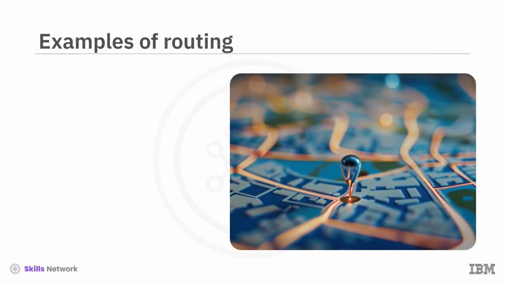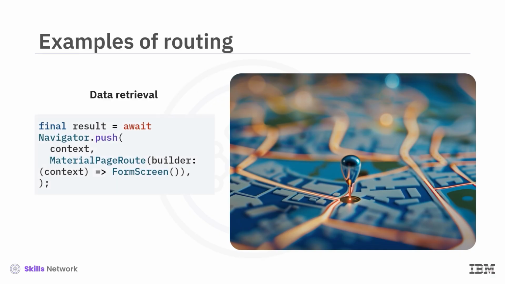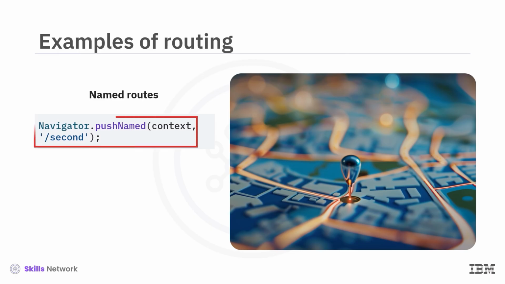Let's look at a few examples of routing in Flutter. The first is to navigate to a new screen with the click of a button. This method adds a new route or screen to the stack. The second example returns data to a previous screen. If you are retrieving newly filled data on a form, this method displays the retrieved content in the builder function on the new screen. You've already explored named routes. Here, a method is used to transition to a second route.